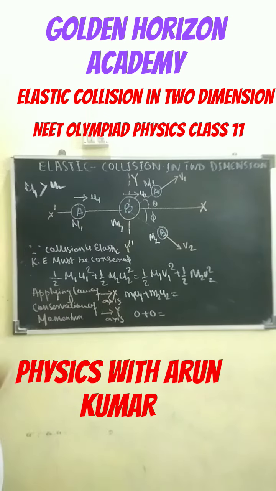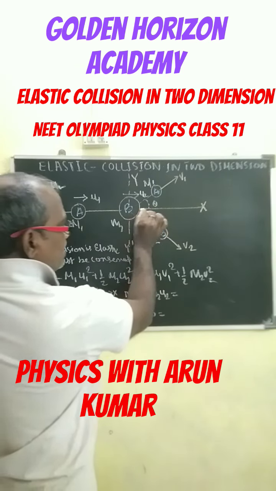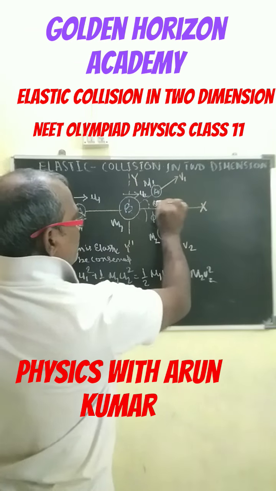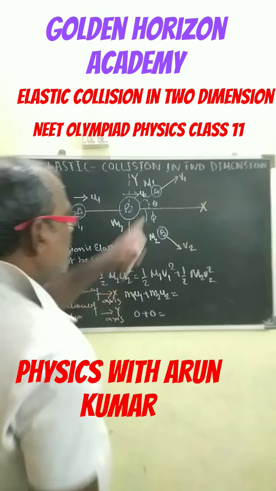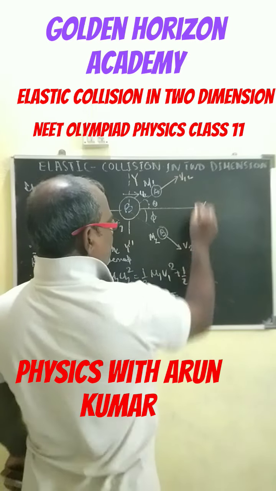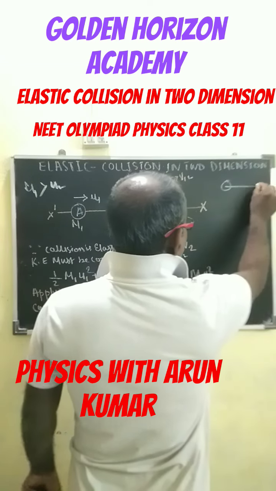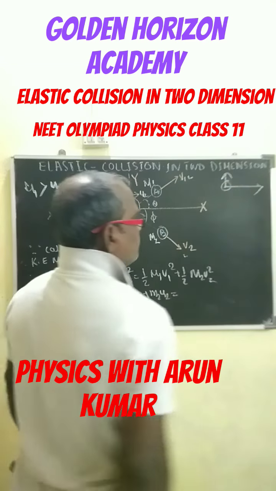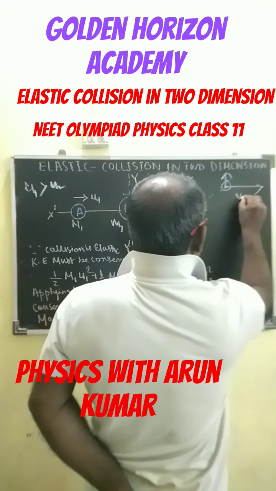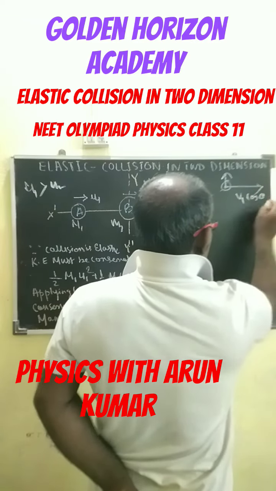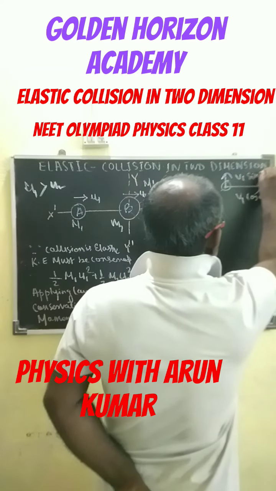Then after the collision, let the body A, which is mass m1, make an angle theta with the incident direction, the x-axis, and m2 goes with an angle phi. Now we can see here that with velocity v1 and velocity v2, the body A has two components, one horizontal component and one vertical component. The horizontal component becomes v1 cos theta and the vertical becomes v1 sin theta.